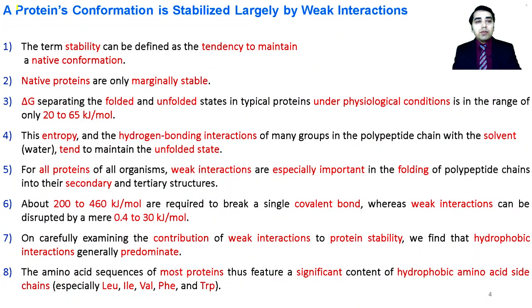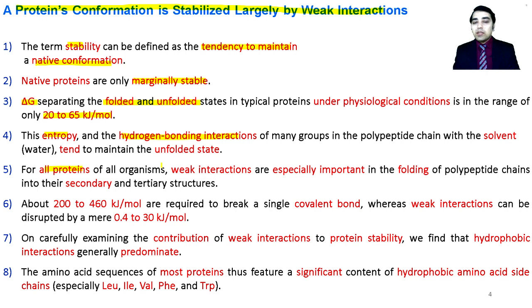A protein's conformation is stabilized largely by weak interactions. The stability of a protein is its tendency to maintain its native conformation. Native proteins are only marginally stable. If we talk about the folded and unfolded protein, they have a delta G value that falls in the range of 20 to 65 kilojoule per mole. The entropy and the hydrogen bonding of the protein with the solvent tend to make it unfold.